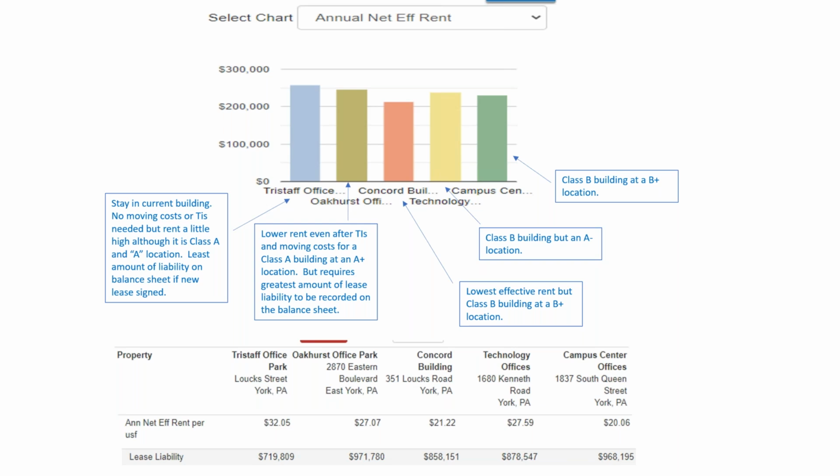The Oakhurst office has the lower rent even after the TIs and moving costs, and it's a Class A building at a Class A plus location, but it has the greatest lease liability. So if the owner cares about the lease liability, that might be kind of a negative in that case. Then the next one is the lowest effective rent, but it's a Class B building, although it's at a B plus location. Then we have a Class B building, but at an A minus location, and then a Class B building at a B plus location. So, a lot of different things in addition to the net effective rent that obviously ultimately matter.